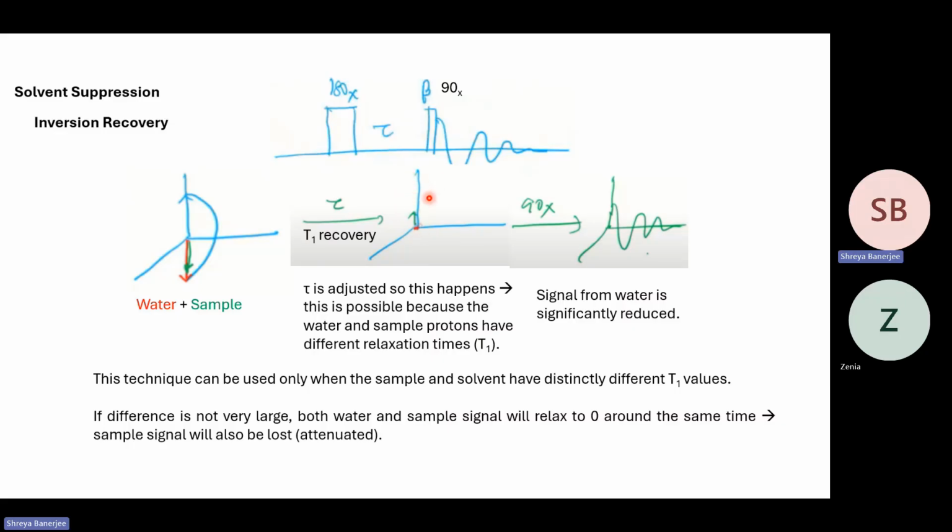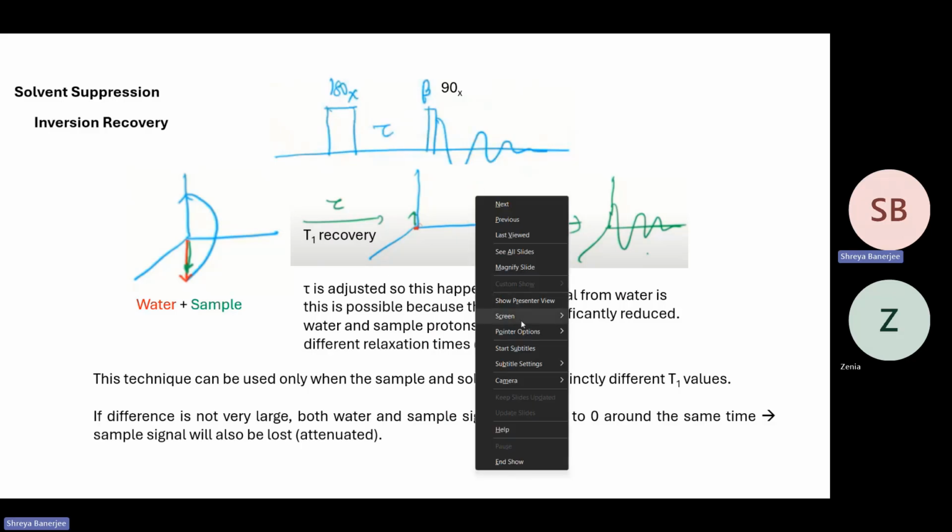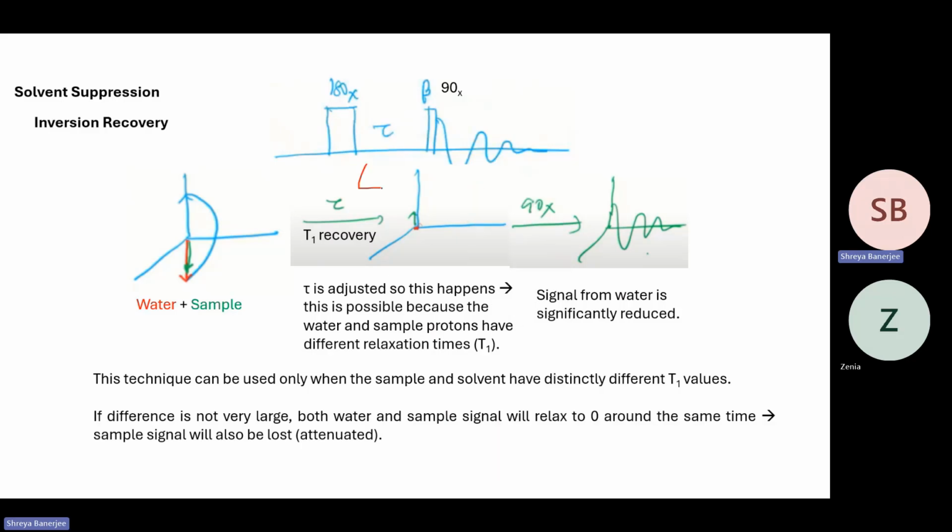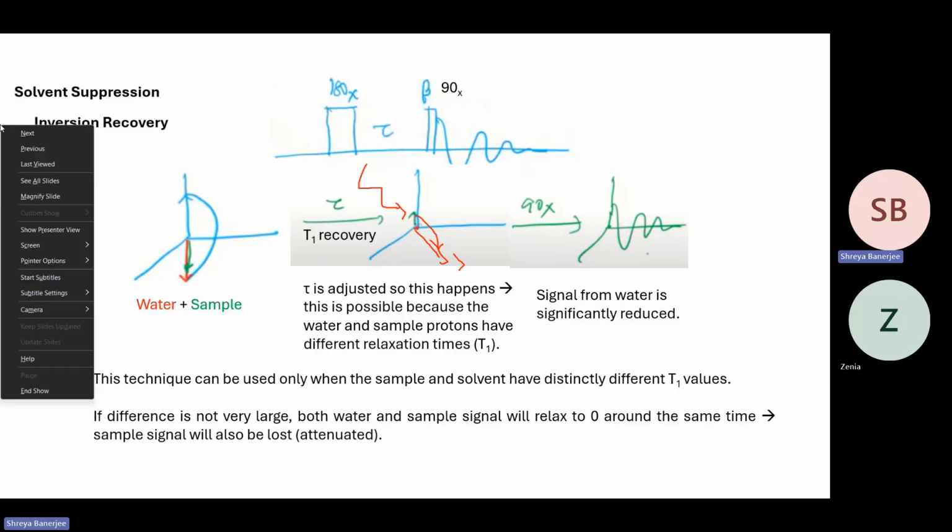Now, if you do a normal NMR experiment where you apply a pulse to the sample signal, bring it down to the XY plane, so it will be somewhere here, and then you detect it, that will give you the spectra, and the water signal will be removed.